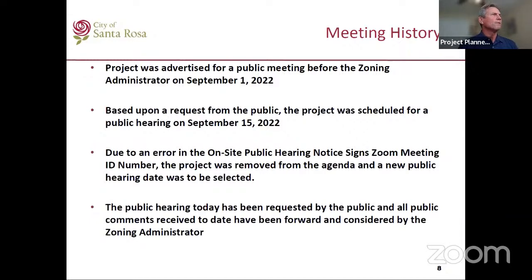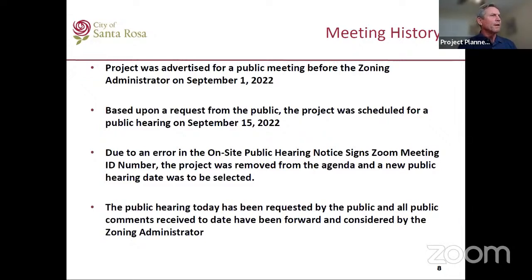So just to give a history of it, the project was advertised for a public meeting before the zoning administrator on September 1st. Based on a request from the public, the project was then scheduled for a public hearing on September 15th, 2022. Due to an error in the on-site public hearing notice signs, the Zoom meeting ID number was in error, and the project was removed from the agenda. And so today we have a new public hearing, and that's what we're here for.